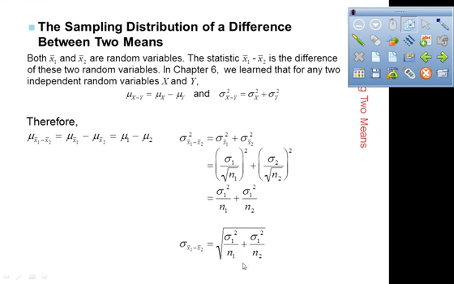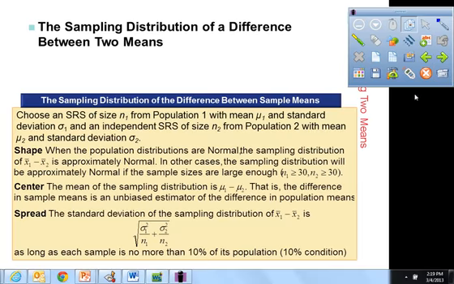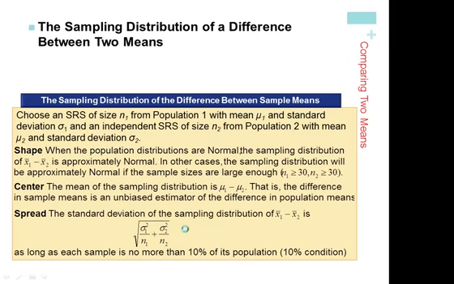This formula right here is on your green sheet. This is on the green sheet for the difference. Notice that even when we had to find the standard deviation of the difference between two things, we still added in the middle. Everybody notice that? So here they summarize it for you. The standard deviation of the sampling distribution between these two is this formula right here, which is on your green sheet, guys.